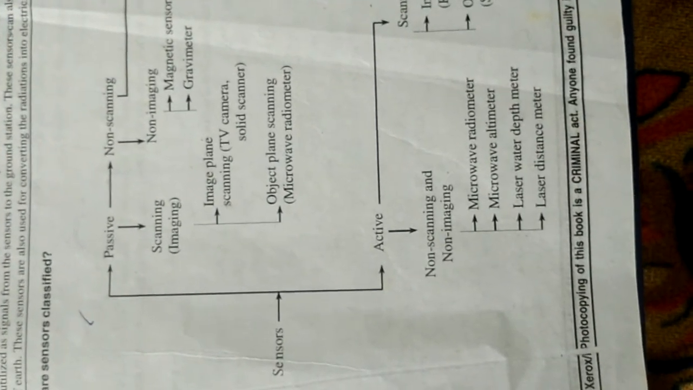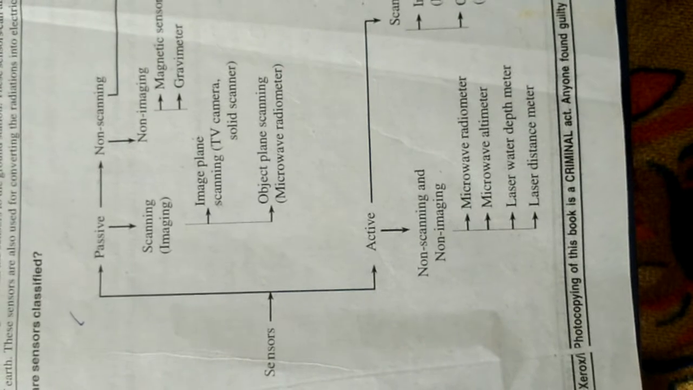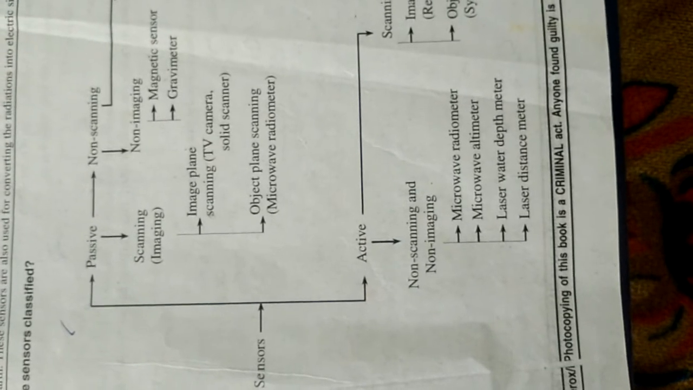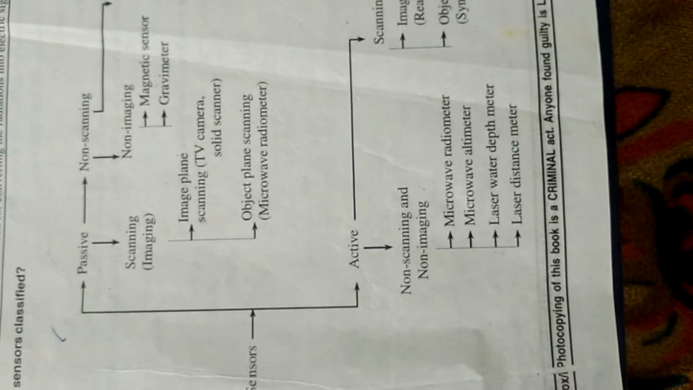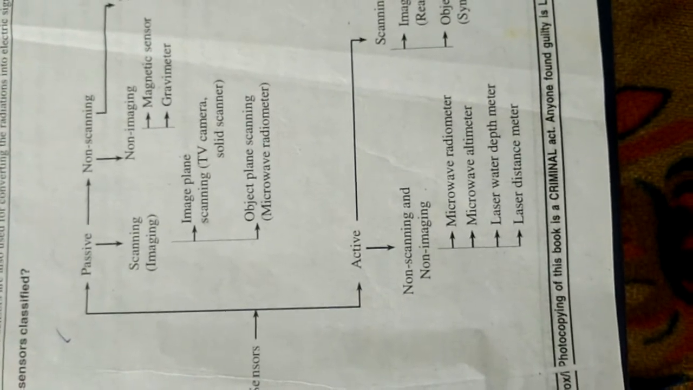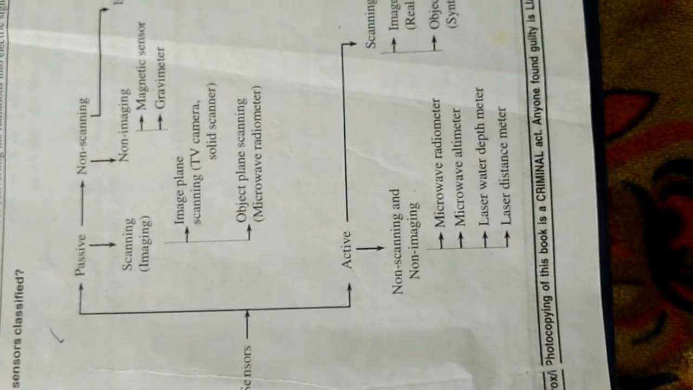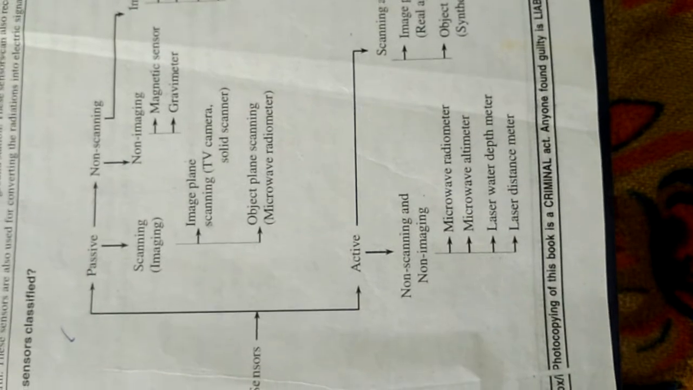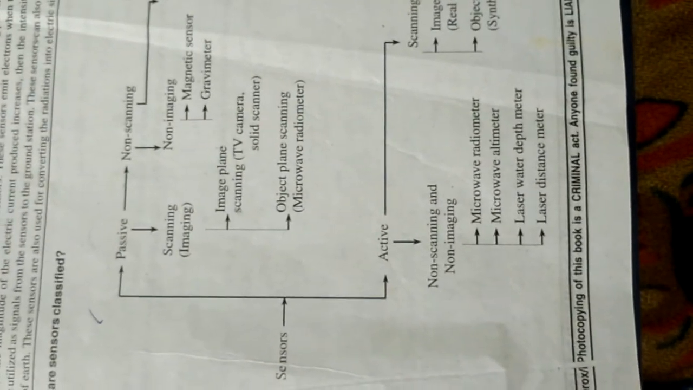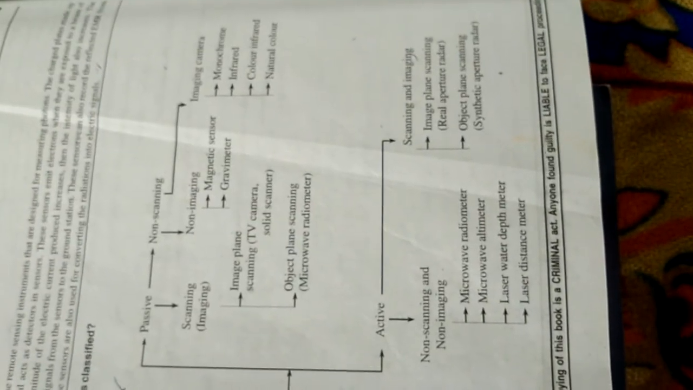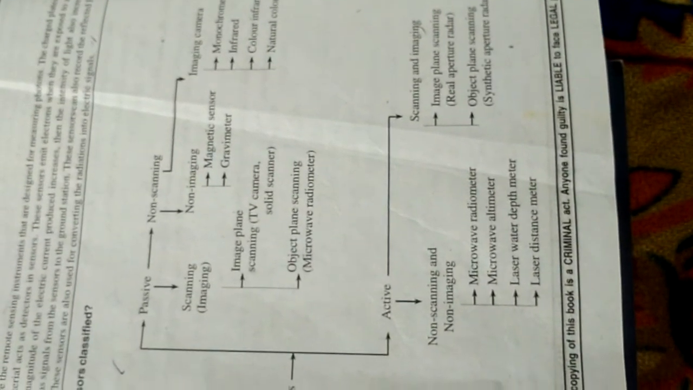So passive comes scanning imaging. Scanning includes the image plane of a TV, scanning camera, solid scanner. The next one is non-scanning. In non-scanning, we have a magnetic sensor and gravity meter. In active non-scanning, we have microwave radiometer, microwave amplifier, laser water depth, laser distance. In scanning, we have image plane scanning, object plane scanner.